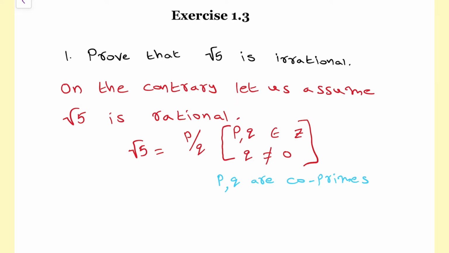Co-primes are nothing but, for the numbers p and q, there won't be any common factors except 1. For example, if I take 2 and 3, only 1 is the common factor. If I take 3 and 7, only 1 is the common factor. And if I take 5 and 14, only the number 1 is the common factor. So these kinds of numbers are called co-primes. 5, 14 are co-primes, 2, 3 are co-primes, 3, 7 are co-primes, with no common factor except 1.